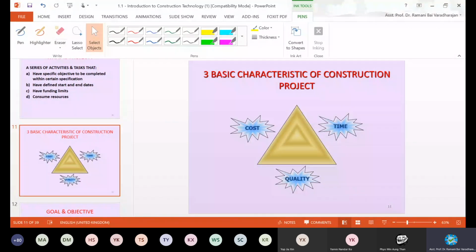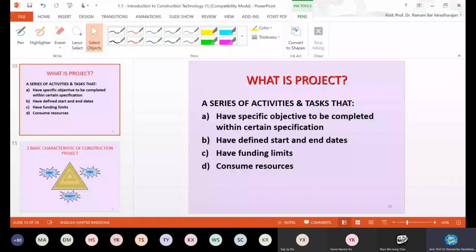Okay, we are here. I did this one already. What is a project? All of you know that any project will have a series of activities and tasks with basic objectives to be completed within certain specifications. It will have an objective. Please remember this objective. The specification can be an outcome. What is the expected outcome? It also defines the schedule, the date, and then the funding. What are the funding limits and the resources?